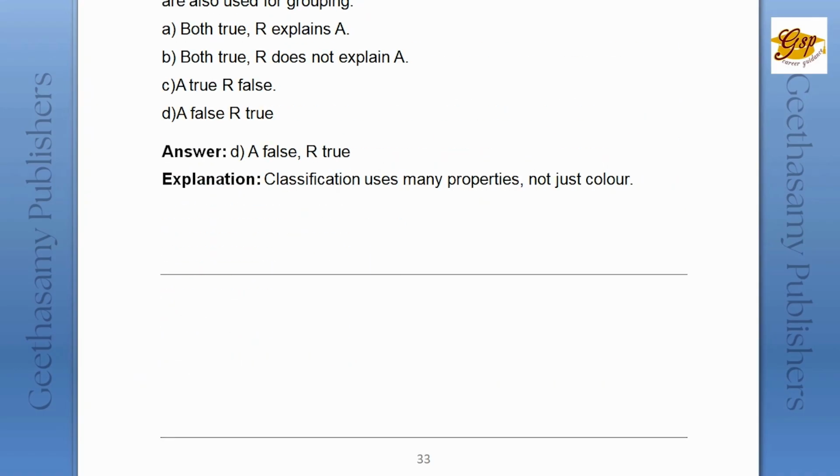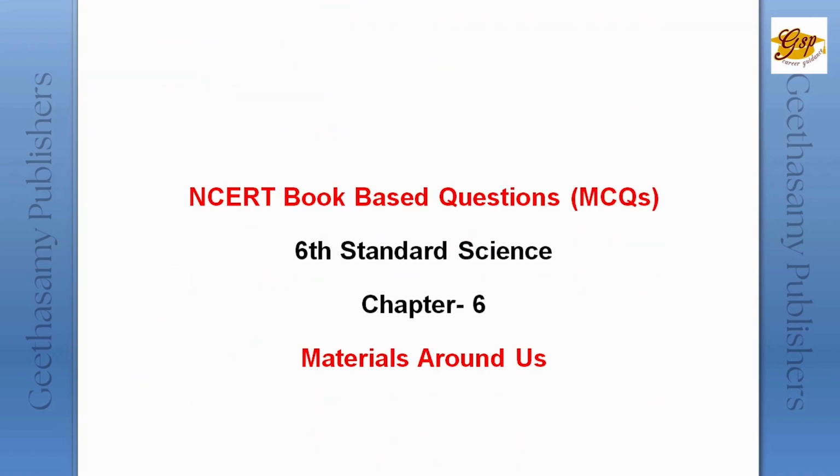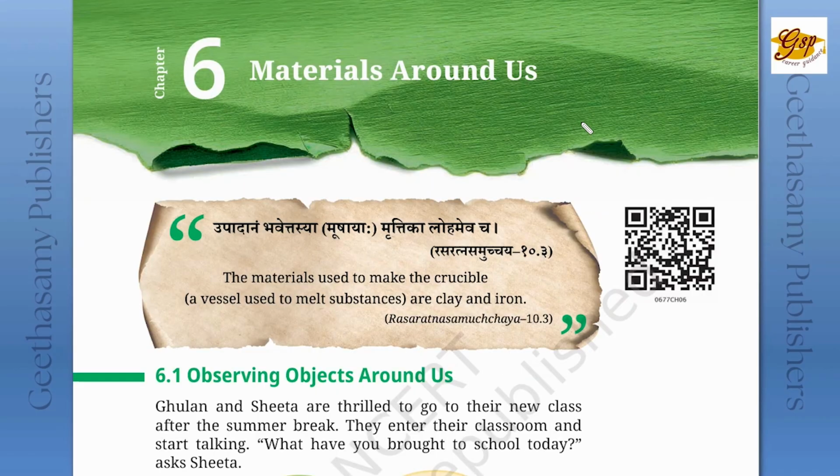Right? So, what we have seen is the 6th standard NCERT book-based MCQ questions, science, chapter 6, Materials Around Us. That chapter looks like this, and you can see this. Fine. So with this, we'll take off. It's about 80 questions from the 6th chapter. Thank you very much for listening, and we'll come up with more chapters and more subjects one by one. Thank you very much for listening.